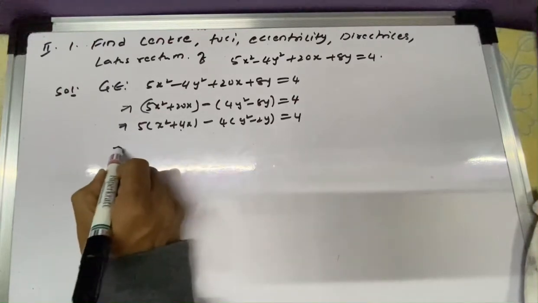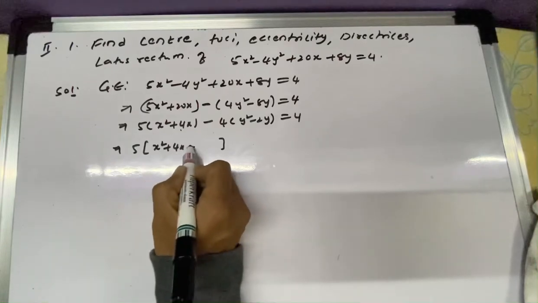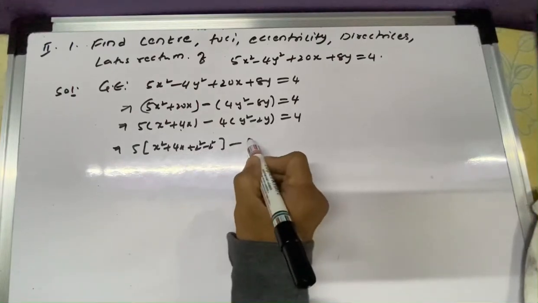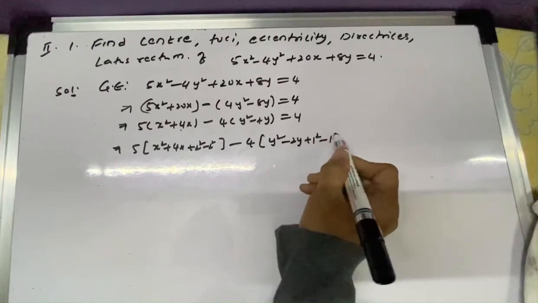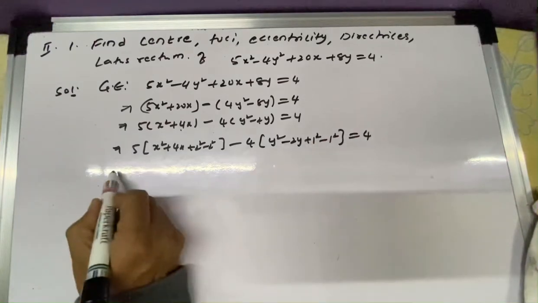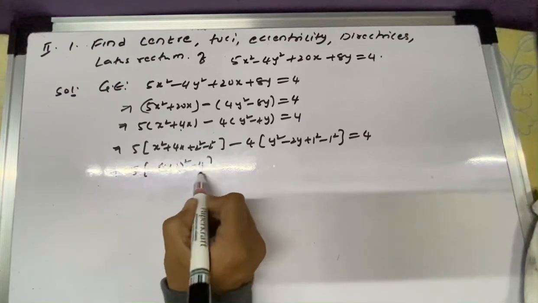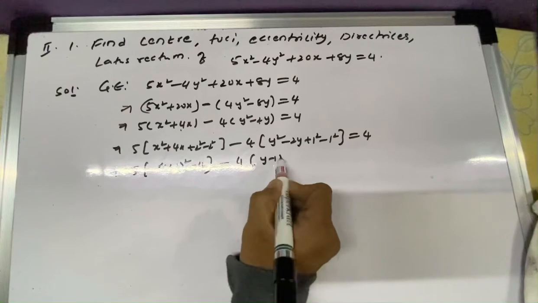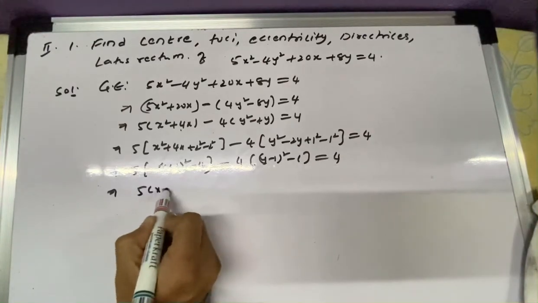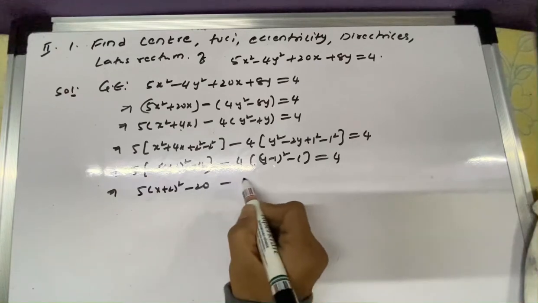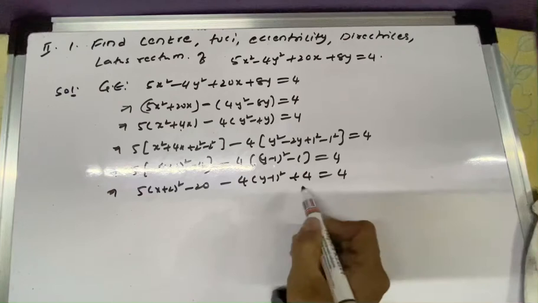Half of 4 is 2. Take one square bracket, x square plus 4x plus 2 square minus 2 square. Minus of 4 into half of 2 is 1 plus 1 square minus 1 square equals to 4. This is 5 into (a plus b) whole square minus 4 into (a minus b) whole square minus 1. Now 5 is multiplied to first one, then second one. 4 is multiplied to first one, minus 4 into minus 1 is plus 4 equals to 4.